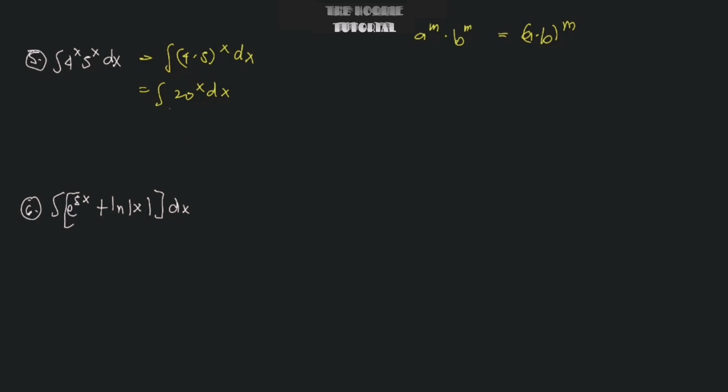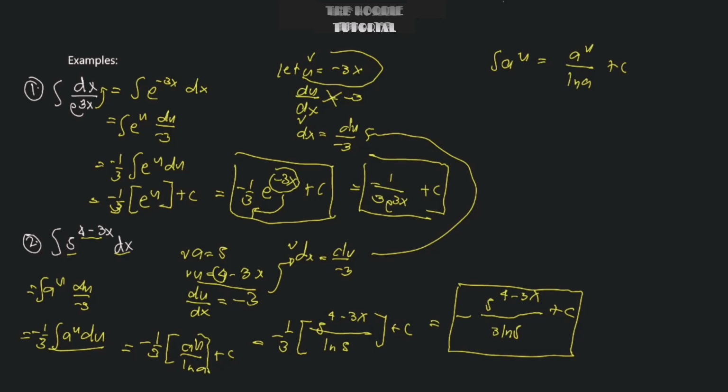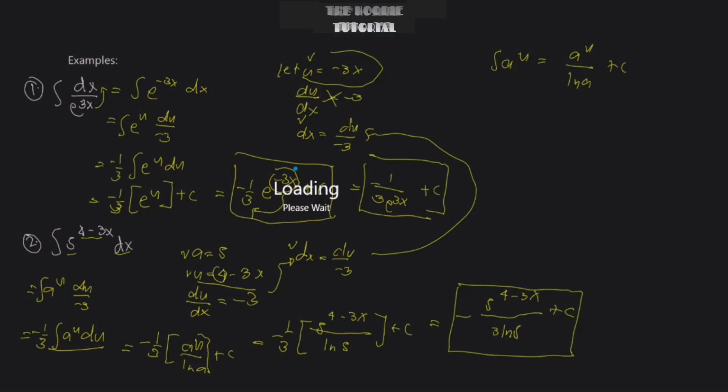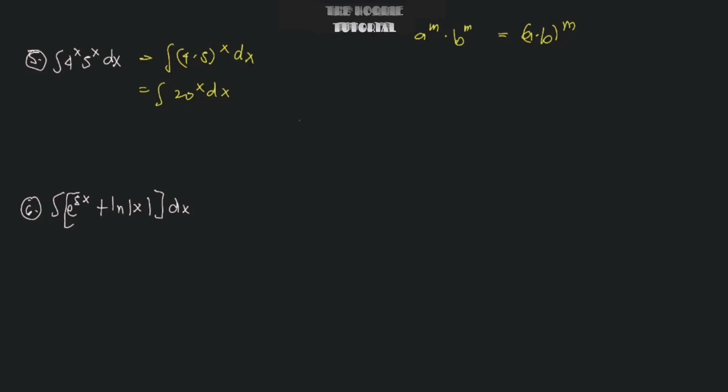So this is quite the same as rule number 3. So let's go back to the rules. As we can see right here, we have a to the u du, where a is a constant. So our constant, or integer, in problem number 5 is 20.